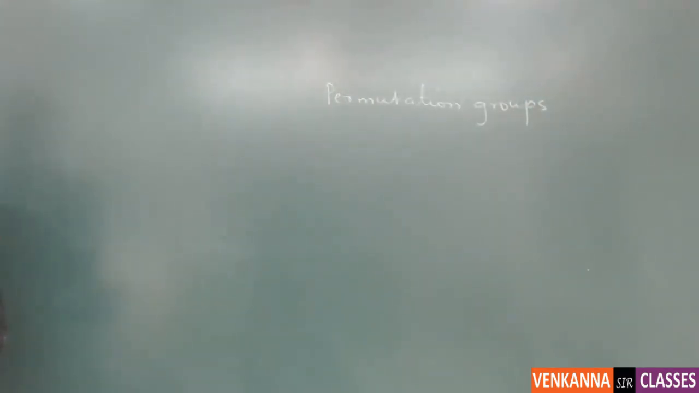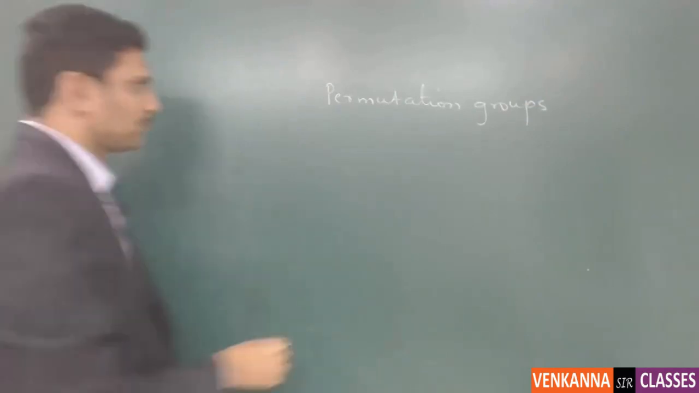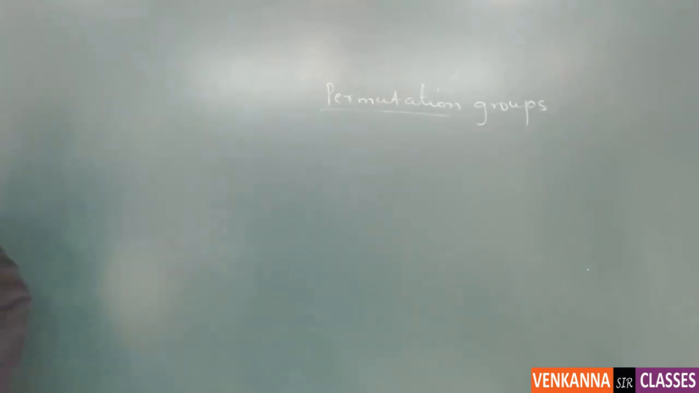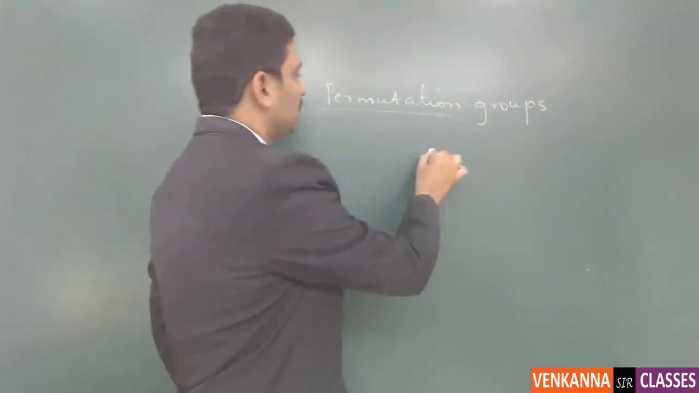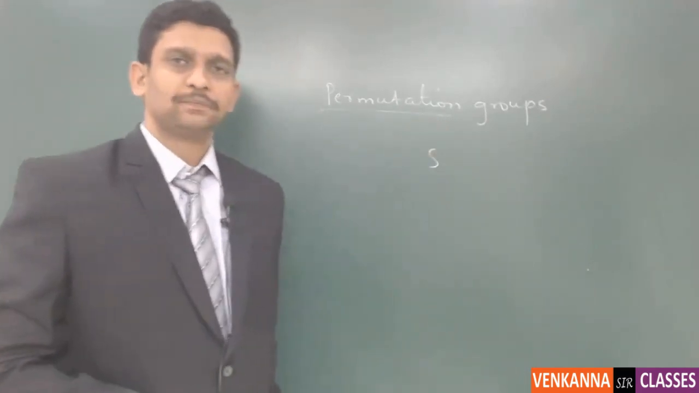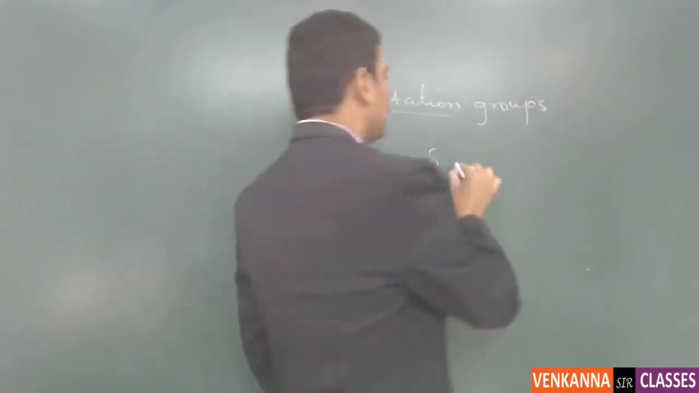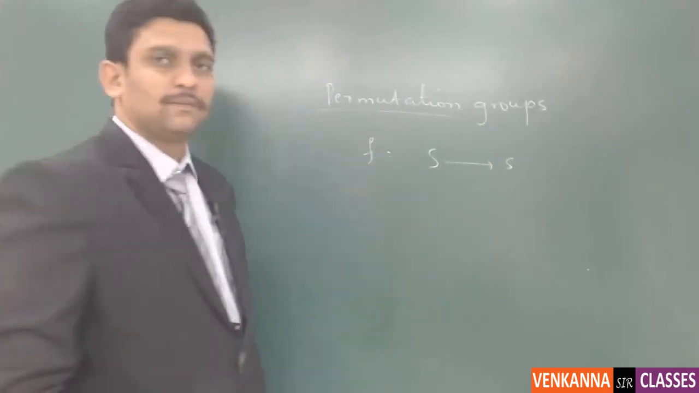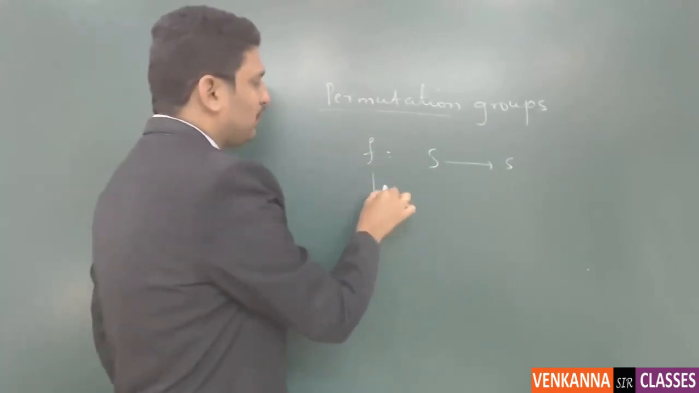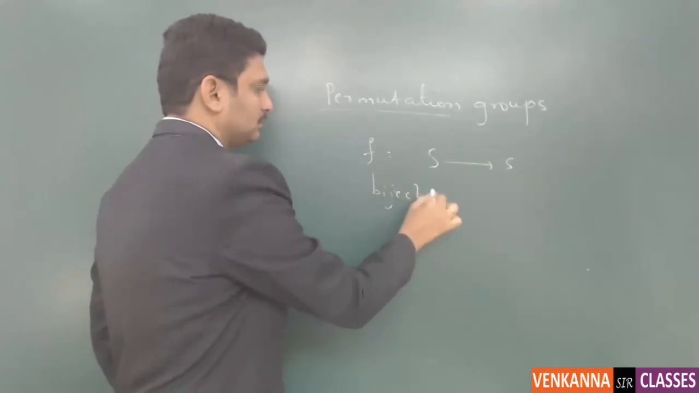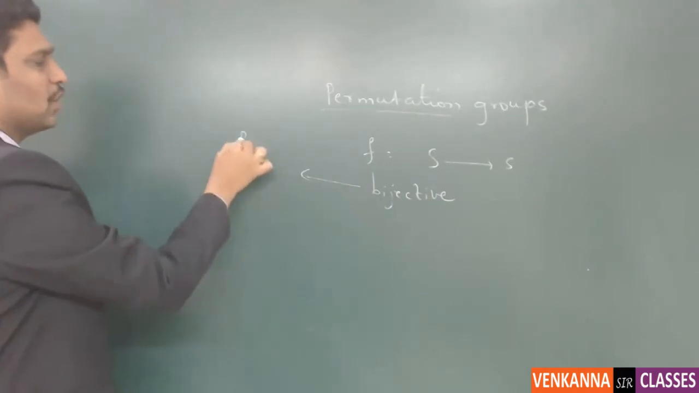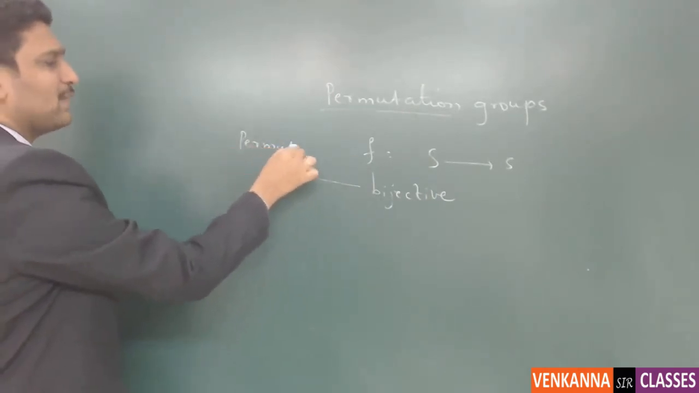So this is permutation groups. Now the question is, what is meant by a permutation? Suppose you take a set S, and you define a function from S to S itself. It is a bijective function. Then this bijection we are calling by another name, a permutation.